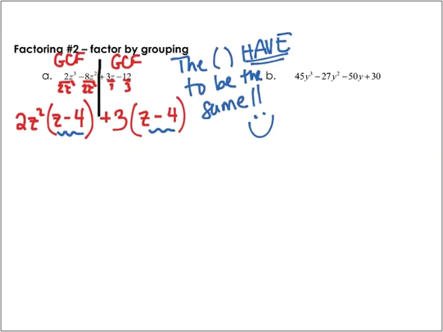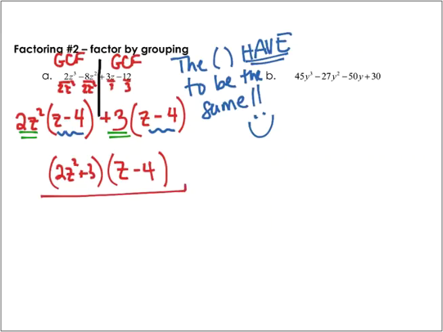Alright, now since those parentheses are the same, that is actually going to be one of our final parenthesis answers, z minus 4. The other parenthesis is going to come from the GCF stuff, the stuff that was out in front. So 2z squared plus 3. We just factored by grouping.